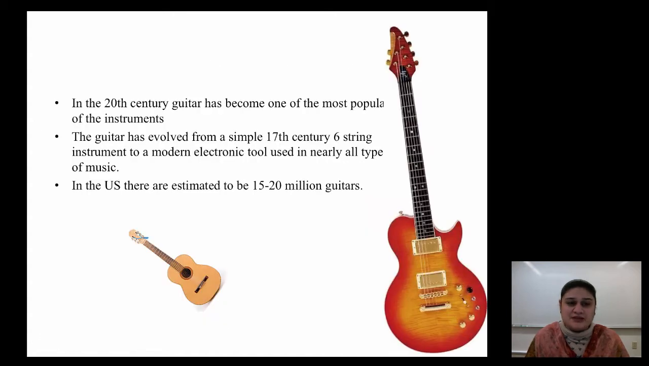In the 20th century, the guitar has become one of the most popular instruments in the world. The guitar has evolved from a simple 17th century six-string instrument to a modern electronic tool used in nearly all types of music. In the US, there are estimated anywhere between 15 and 20 million guitars.